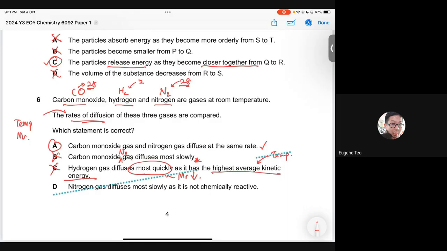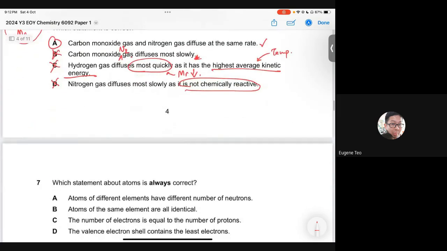Last one, nitrogen gas diffuses most slowly as it is not chemically reactive. Now, if it's chemically reactive, it can still diffuse. It's just that along the way it will react with other things. So this is actually not a suitable explanation in terms of the rate of diffusion as well. Being very clear on what affects the rate of diffusion in this question 6 will help you to zoom in on the proper answer as well. Okay, so that's for question 6.